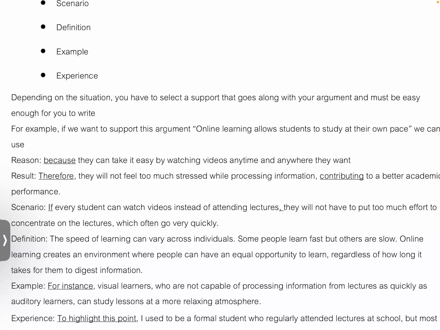All right. Next is a definition. So the definition is the meaning that you assign to a word. It doesn't have to be based on a dictionary. You can define your own words too, based on your experience or your observation. For example, the speed of learning can vary across individuals. Some people learn fast, but others are slow. Online learning creates an environment where people can have an equal opportunity to learn, regardless of how long it takes for them to digest information. Okay? All right.